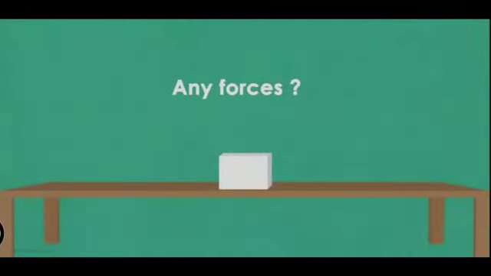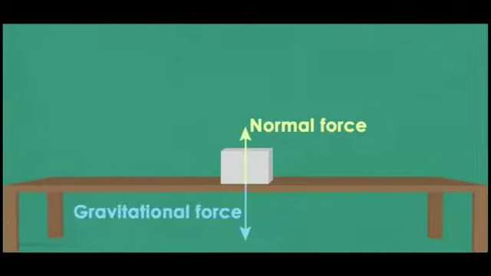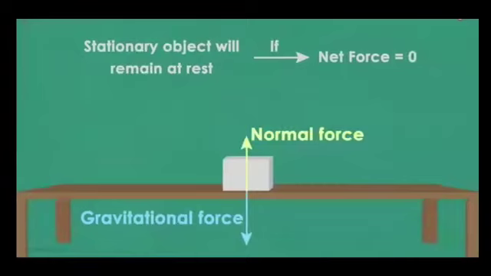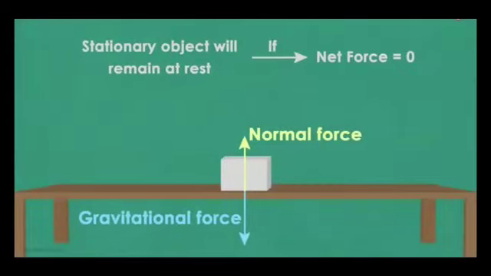Are there forces acting on this rectangular object? Yes. Gravitational force will be pulling it down and the normal force pushes it up. As the forces are balanced, the net force will be 0. And the object will continue to be at rest unless another external force acts on it.